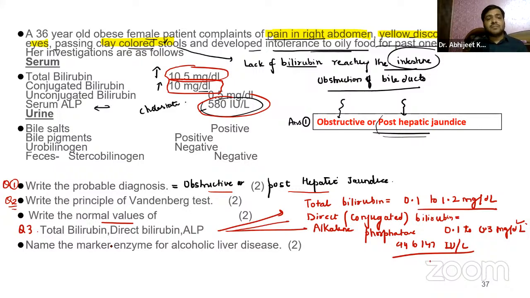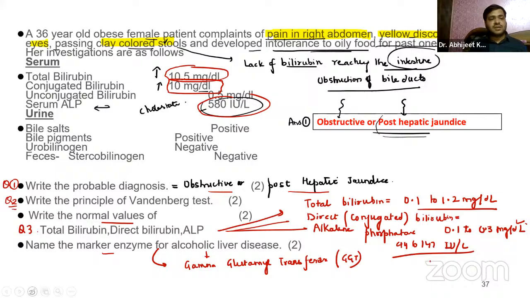Apart from that, they're asking the marker enzyme for alcoholic liver disease. So remember, guys, it is gamma glutamyl transferase, that is GGT. Very, very important. The marker enzyme for alcoholic liver disease is gamma glutamyl transferase, that is GGT.